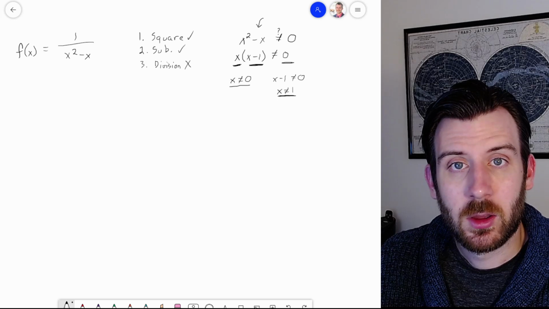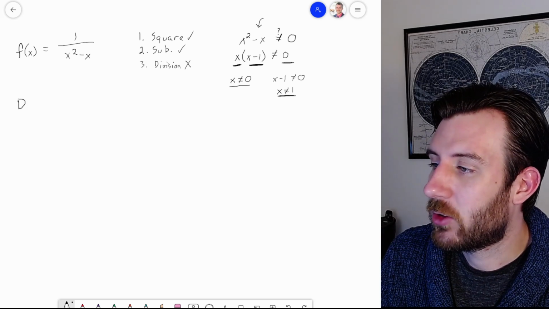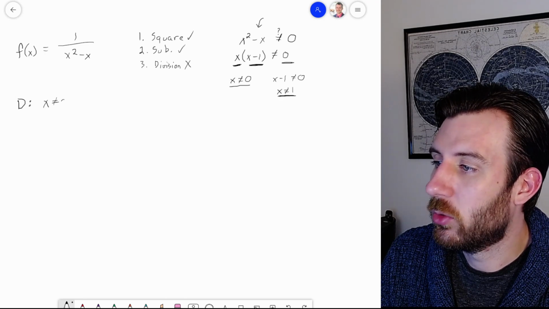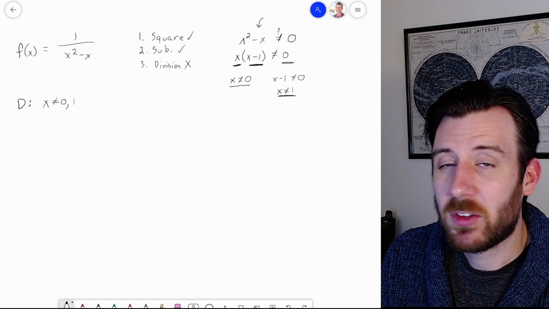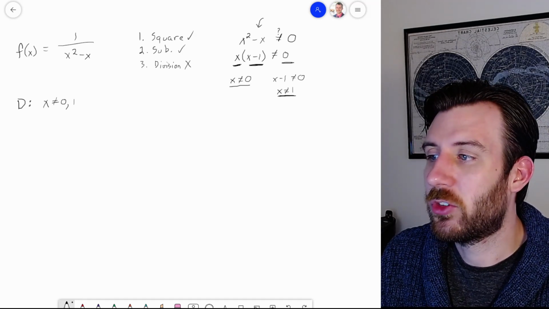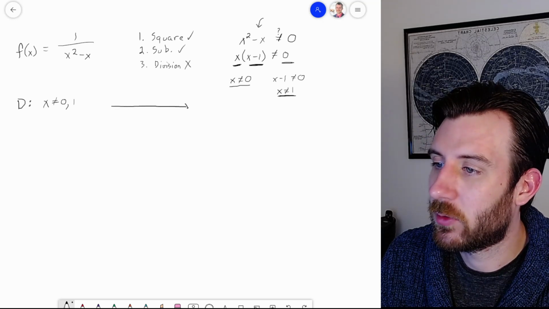That's great. Now, as far as describing the domain, you could do it exactly as we have over here. So domain could just simply be x not equal to 0 or 1. But oftentimes we'll express the domain in terms of interval notation. So for interval, since we're looking at stretches of numbers that work or don't work, I like to think of this in terms of a number line.